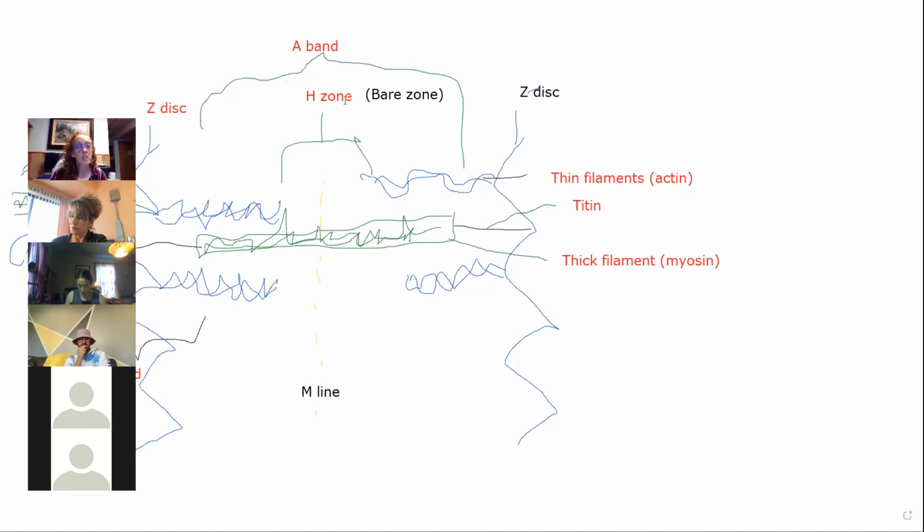So the H zone is also called the bare zone because it's just the thick filaments.